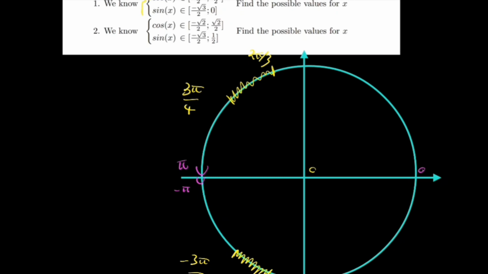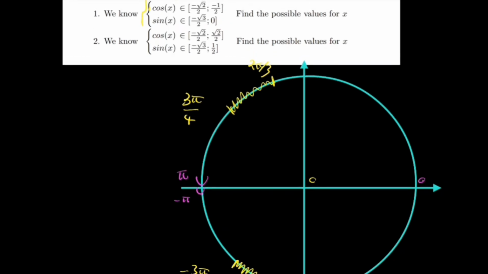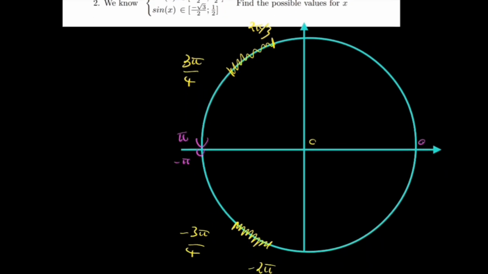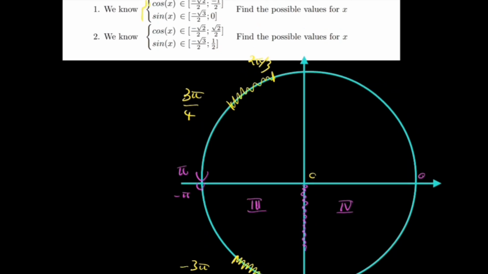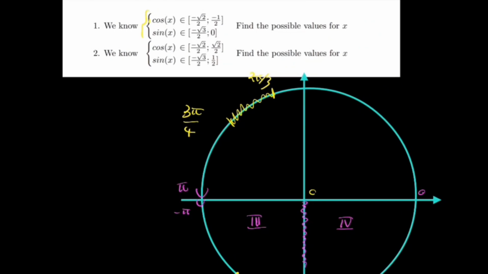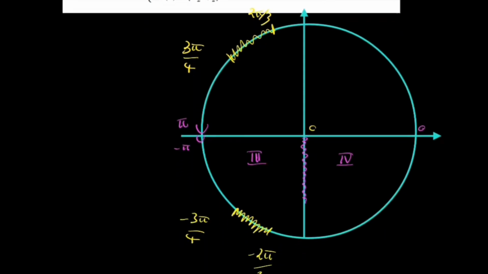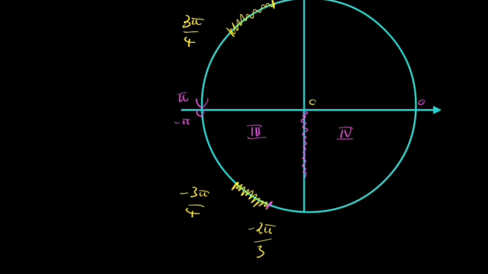Then what about the sinus of x? Sinus of x has to be between minus square root of 3 over 2 and 0. So we are, of course, in the negative zone of the sinus, so in this hemisphere, so the third and the fourth quadrant, but we've got one more condition. It has to be greater than minus square root of 3 over 2. And the sinus is equal to minus square root of 3 over 2 in the values minus 2 pi over 3 and minus pi over 3.